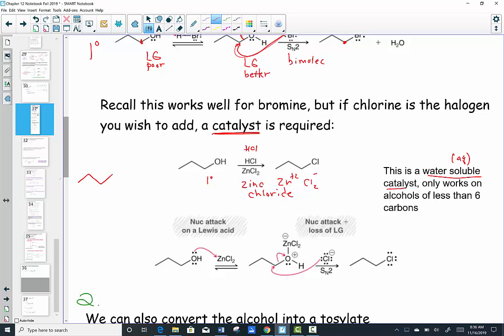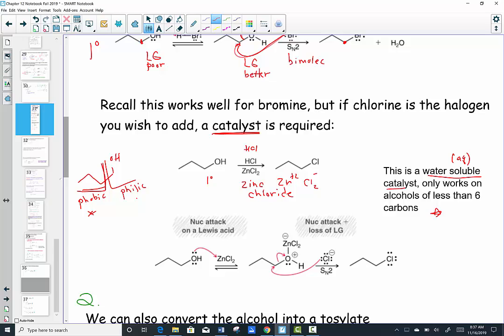And if we have a short chain, such as less than 6 carbons, we would say that this is the hydrophobic end, and we labeled this the hydrophilic end, water loving, water hating. And if this tail is short enough, we can get it to be water soluble. So this technique is only good to deliver a chlorine on an alcohol of less than 6 carbons. At about 6 carbons, you're getting to where it's slightly soluble but difficult to get into solution.